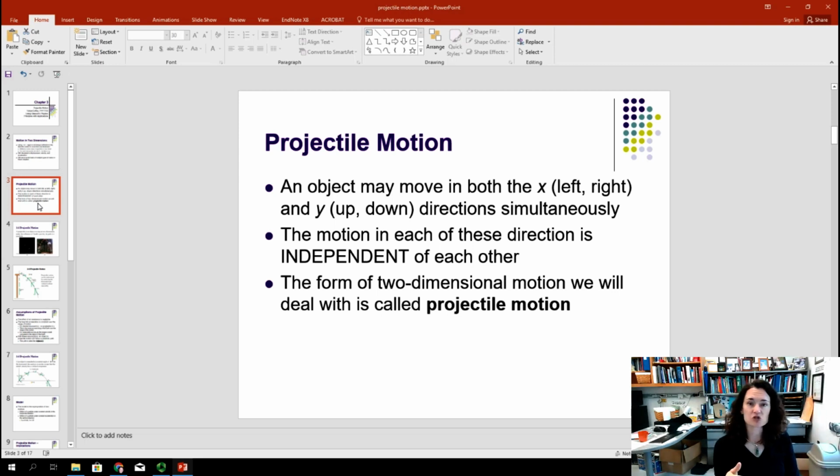So in projectile motion, we're going to say that an object can move in both the x direction, which we'll call left-right, maybe east-west, north-south, but we're also going to consider the y direction, which we'll designate as the up and down direction in these examples. The motion left, right, and up, down, we're going to say is independent of each other. We can say this because we're going to neglect air resistance. So when we do this, the form of 2D motion that we're going to deal with is called projectile motion.